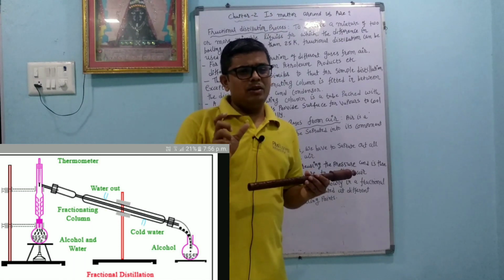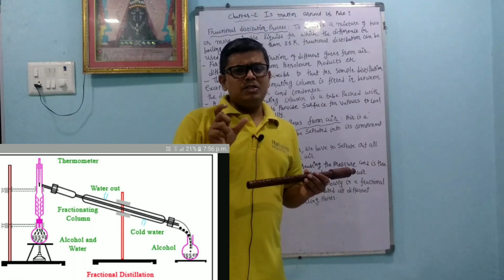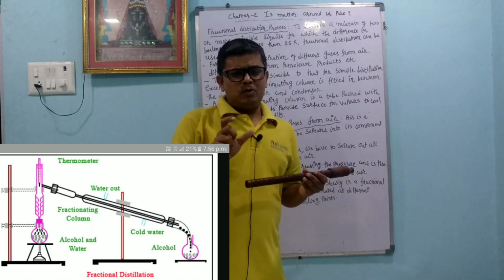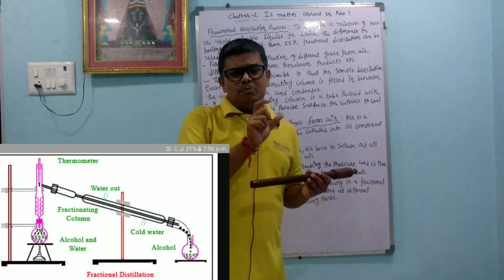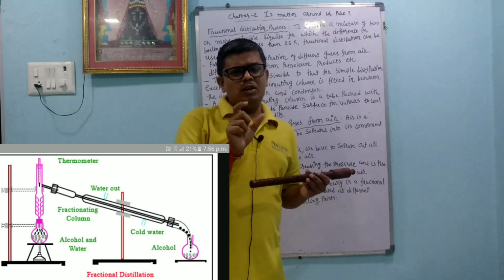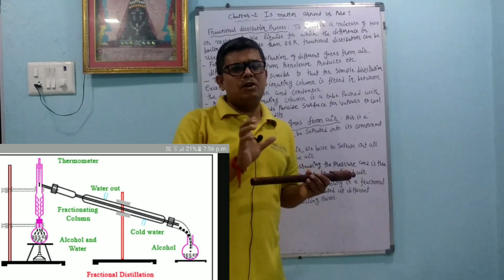Now dear student, petroleum means what? Petroleum means, petro means rock and oleum means oil. So the oil obtained from the rock is called petroleum. Now dear student, you should know the difference between petrol and petroleum. Petroleum has a very small part that is called petrol. So petrol is one part of the petroleum.